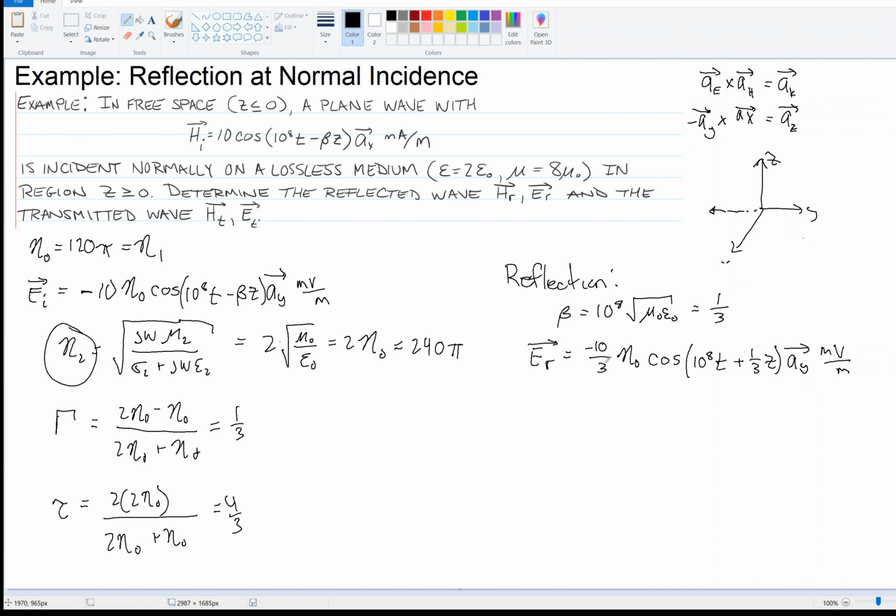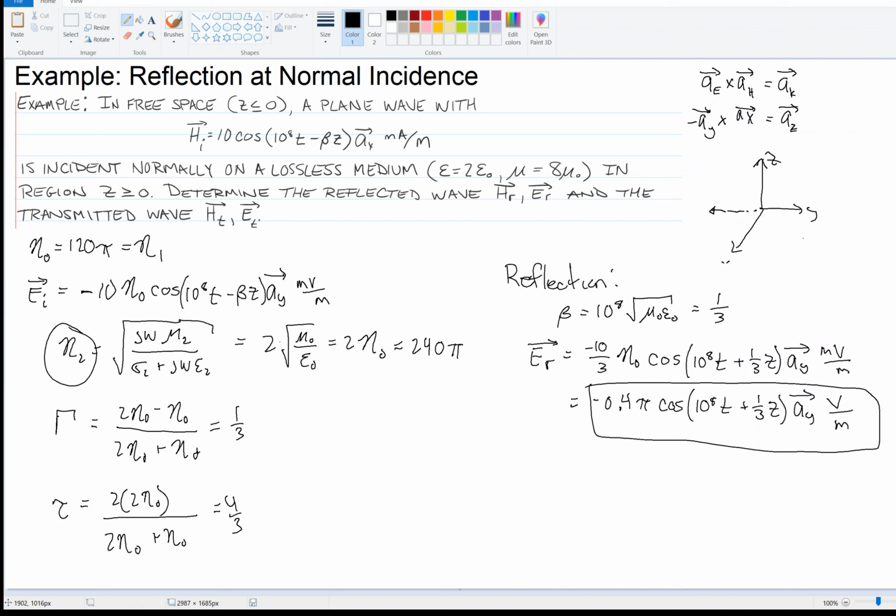And then where did the 1/3 come from? The 1/3 is due to the reflection coefficient. So what we did was we took the reflection coefficient and multiplied it by the incident electric field, and that gave us a reflected electric field once we changed minus z to plus z. Okay, so then I can bring in the eta 0, which is 120 pi, and I can write this if I want as negative 0.4 times pi times the cosine of 10 to the 8th t plus 1/3 z in the y direction, and that's if I bring in the 10 to the 3rd. So that's now in volts per meter. That's the reflected electric field.